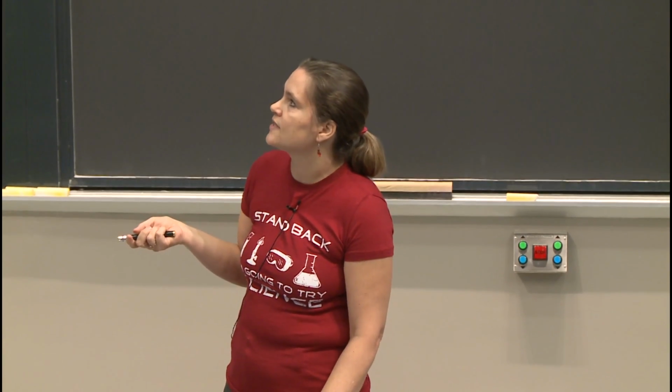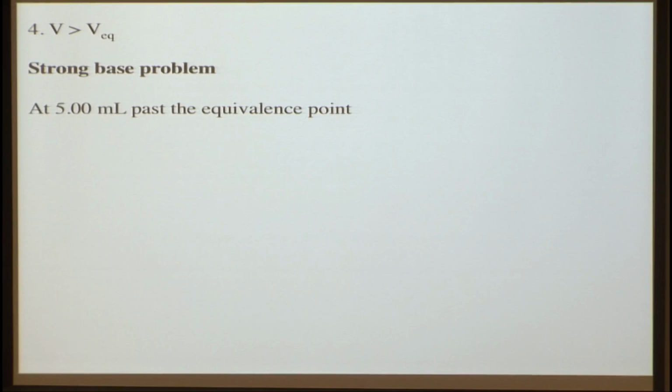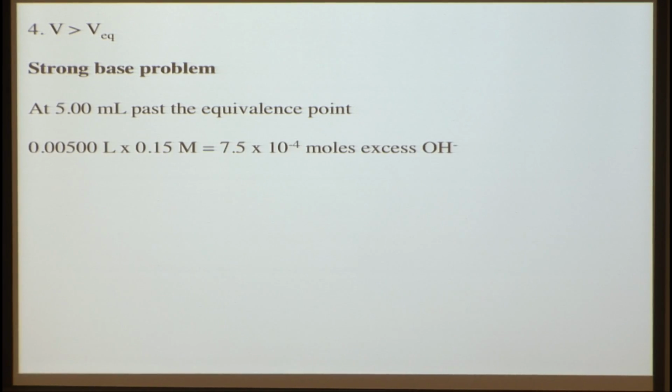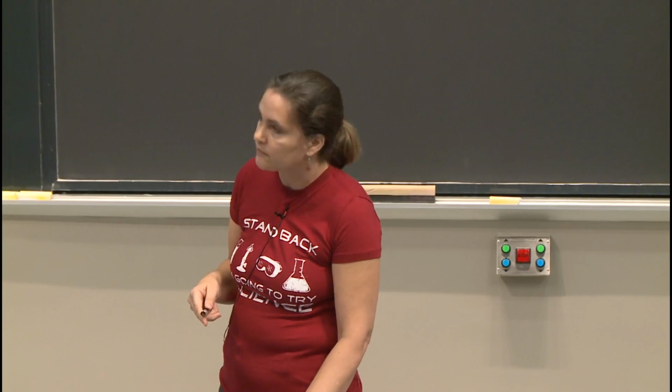So how do we do this? And we saw this already, but we'll just review it one more time. So we're 5 mL past the equivalence point. So we are going to figure out how many extra moles of OH we added. 5 mL times our concentration. So we have 7.5 times 10 to the minus 4 moles that are extra.